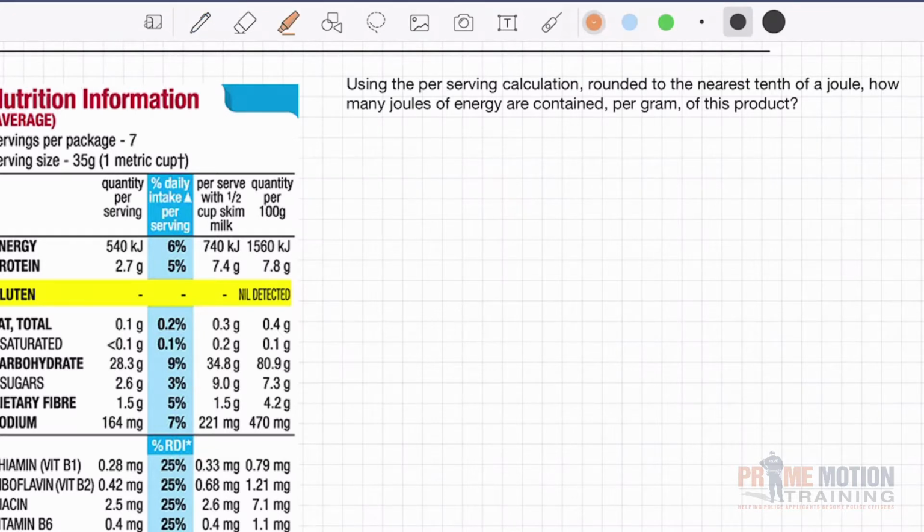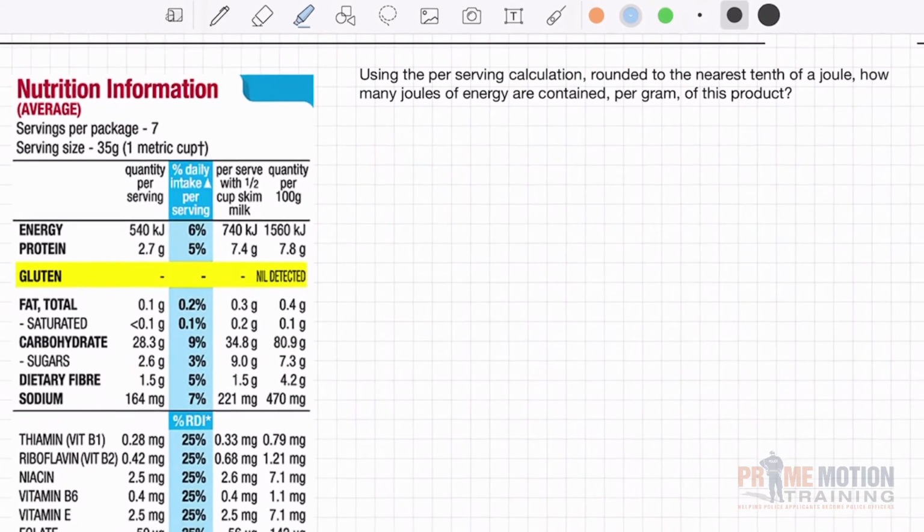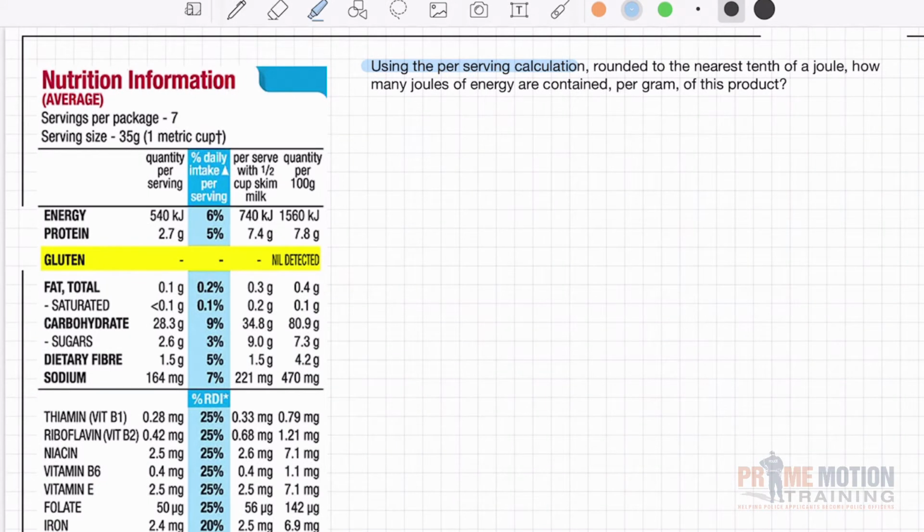Okay, so there's a few parts there that we need to break up into smaller sections so that we can identify which steps we need to take in which order, and of course what calculation we need to make in order to come up with the correct answer. So it says here using the per serving calculation. Okay, here's our per serving calculation or data here. Then it asks us to round it to the nearest tenth of a joule. Well, we don't have an answer yet, so we can't do that, so we can just ignore that for now, and we need to remember to come back and do that at the end when we have something to round.